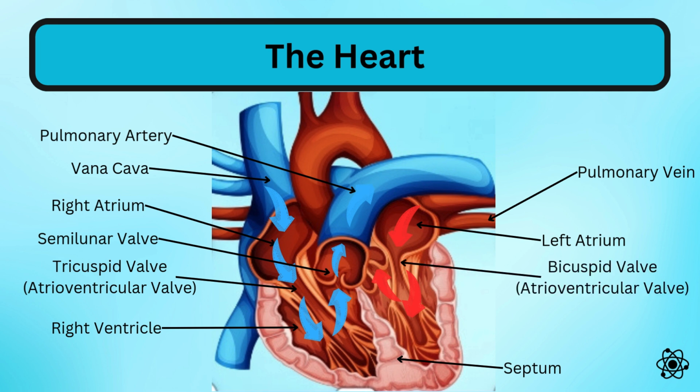This is the bicuspid valve. It is an atrioventricular valve which separates the left atrium from the left ventricle and prevents the blood from flowing back into the left atrium. Once the left atrium is filled with blood, the heart muscles of the left atrium contract and the blood is pushed through the bicuspid valve into the left ventricle.